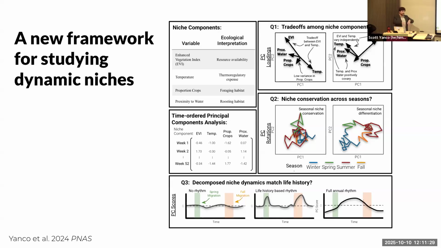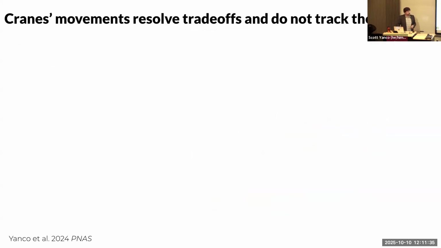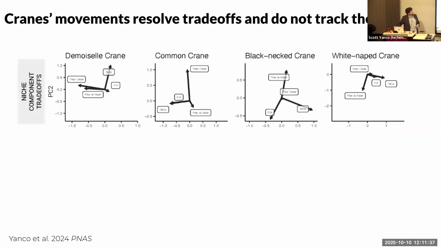You could have no rhythm, you could have life history based rhythms, you could still recover seasonality even though they're tracking, right? So I'll show you quickly a few of these results. The first is that there are almost no trade-offs, right? By moving broadly across the year, we see very little evidence of trade-offs among these values. This part is sort of flattening out the time. So the driving hypothesis here is that they're actually using their dynamism within their individualized niches over the course of the year to resolve.